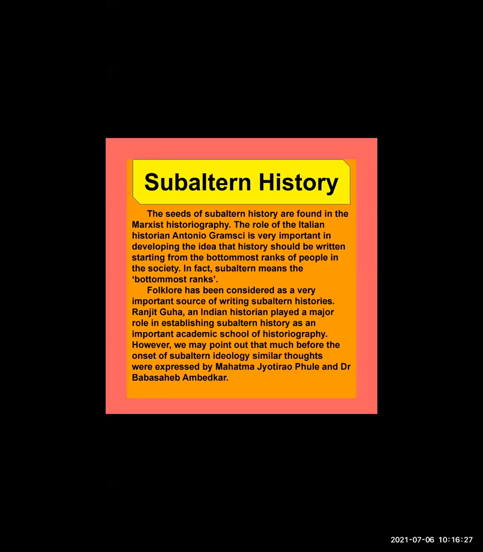The role of the Italian historian Antonio Gramsci is very important in developing the idea that history should be written starting from the bottom ranks of the people in society. What Antonio Gramsci said is that when we are writing history, we should write from the bottommost rank of the people in society. Subaltern means the bottommost ranks.